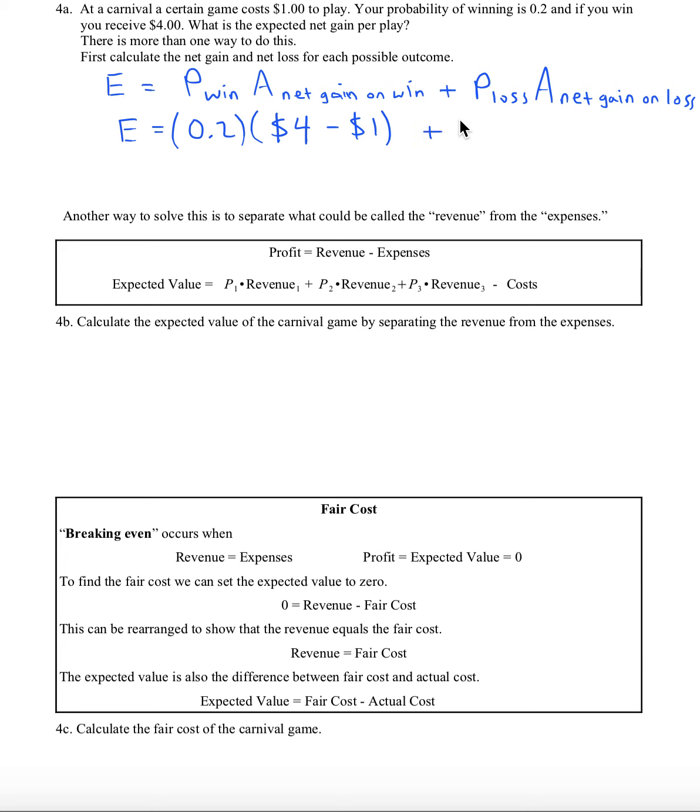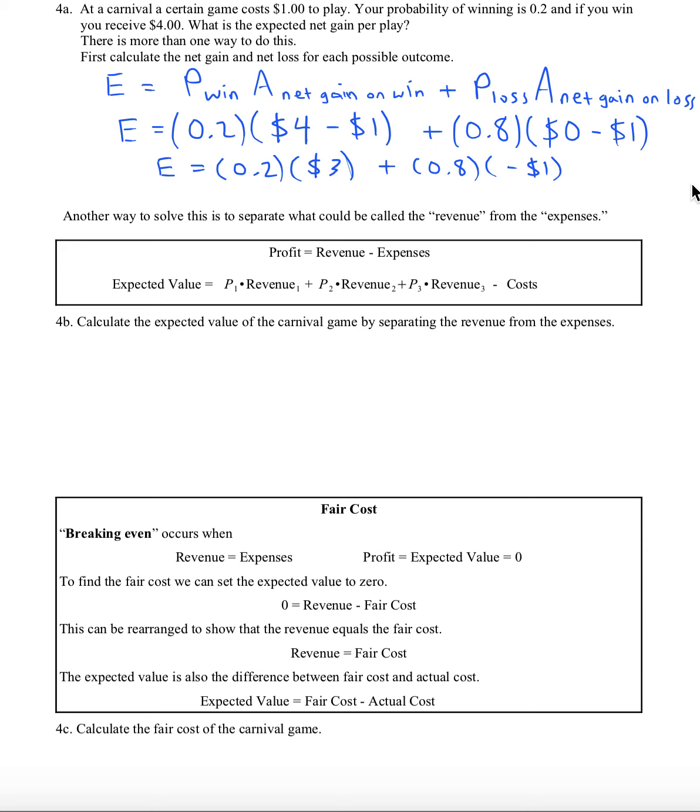All right, we'll do the same for a loss. The complement of 0.2 would be 0.8. And if you lose, the operator's not going to give you any money back, but they're still going to take your dollar. So that's what I mean by the net. The net gain on a win is $3, and the net gain on a loss is negative. You lose $1.